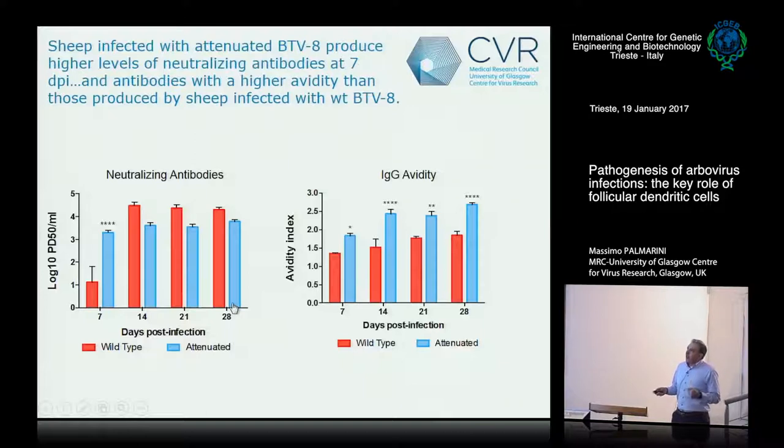Now, the other thing that we noticed is when we look at neutralizing antibody, similar to other experimental settings. At day 7, the animals infected with an attenuated virus have a higher level of neutralizing antibodies compared to the wild-type virus. So this is really in line with a variety of different experiments we did in the past. Whatever is more attenuated gives higher neutralizing antibodies at day 7. Then you start to basically have the same level.